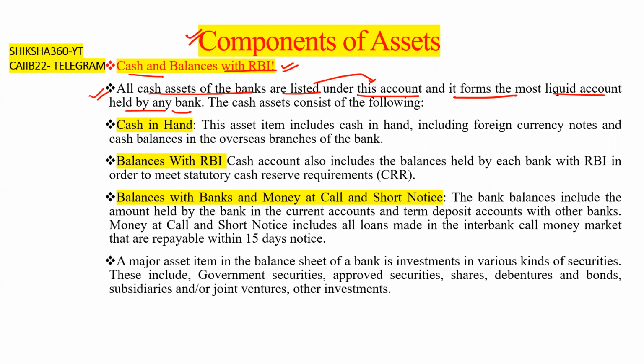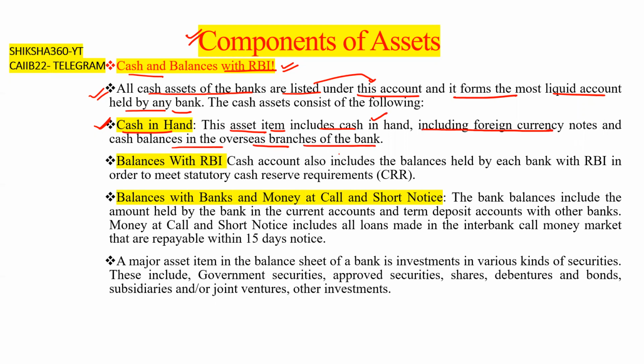What is to be included? The cash assets consist of the following. First one is the cash in hand, clear. So this asset item includes cash in hand, including foreign currency notes and cash balances in the overseas branches of the bank, clear.